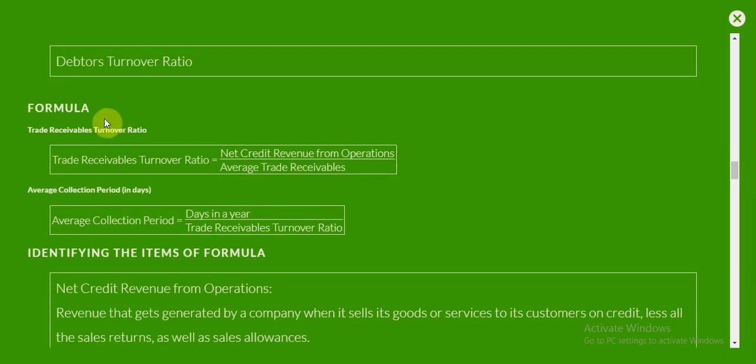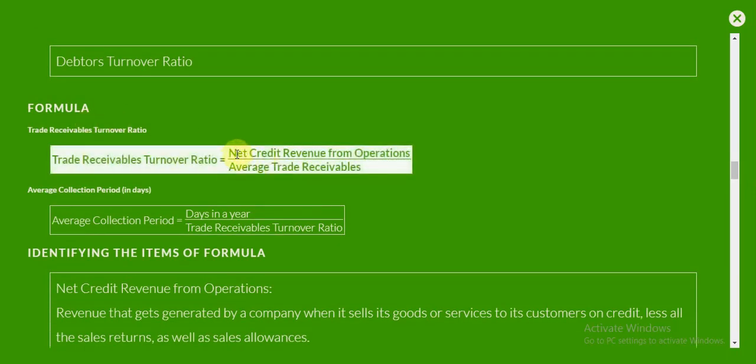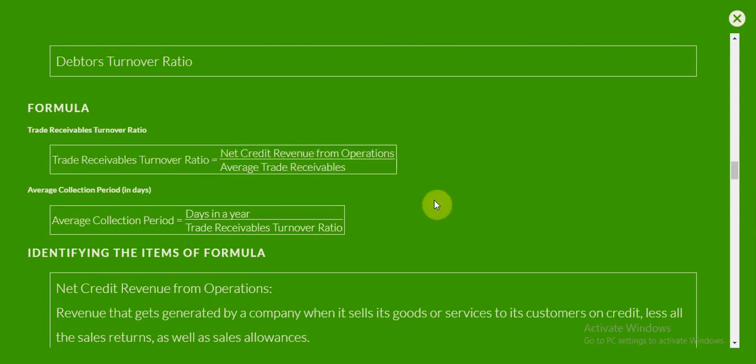The formula for calculating this ratio is net credit revenue from operations, which is more like the net credit sales, divided by the average trade receivables. Okay, we will consider only credit revenue because we are calculating something related to trade receivables. So cash revenue does not matter to us here. We will divide the net credit revenue from operations by the average trade receivables to get the trade receivables turnover ratio. So it shows us how quickly we are able to collect cash from debtors.